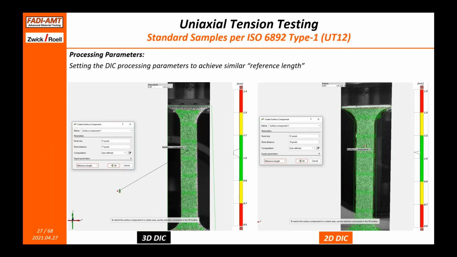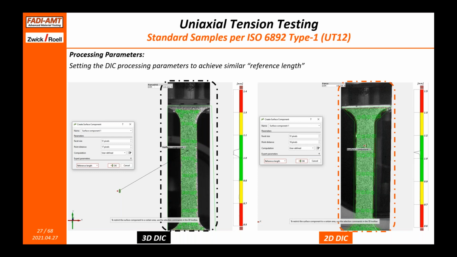Just a little bit of details before we show the results. After setting up the DIC systems, as I mentioned earlier, we even try to match the processing parameters so that we can have a valid comparison between the systems. And here, this is a snapshot of the 3D DIC software and the 2D DIC software, showing that the field of view of the cameras are very comparable, and that's the vertical length of the picture or the image. And second, in terms of the processing parameters, we try to select the processing parameters, particularly the overlap between the facets, so that we generate the same reference length.